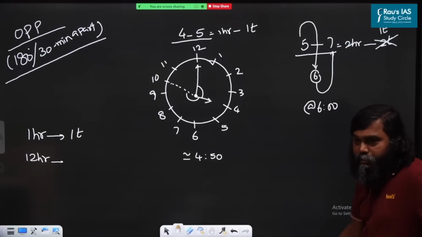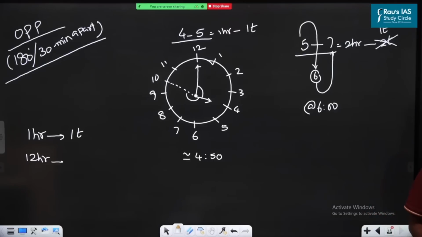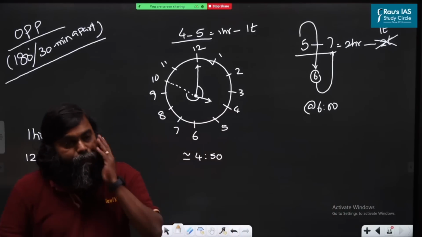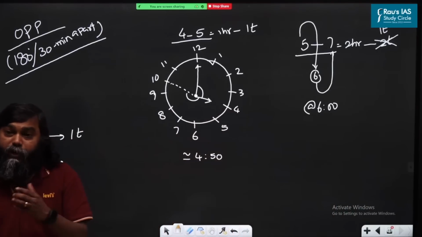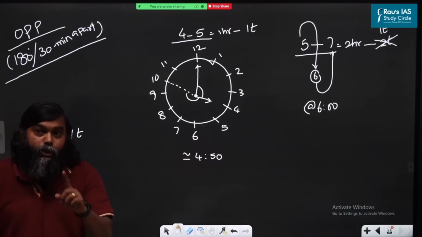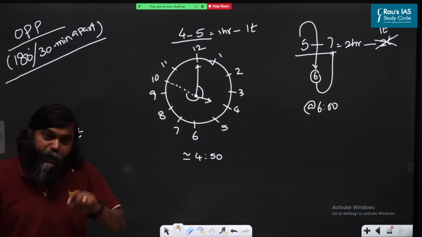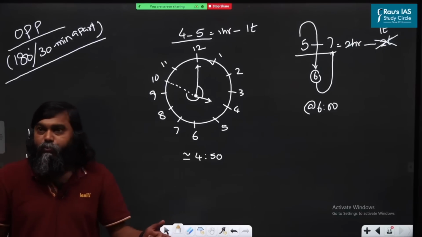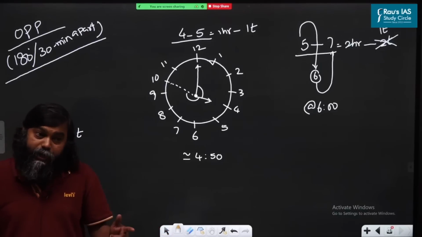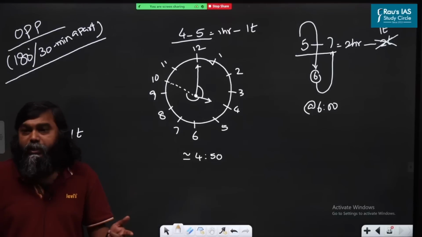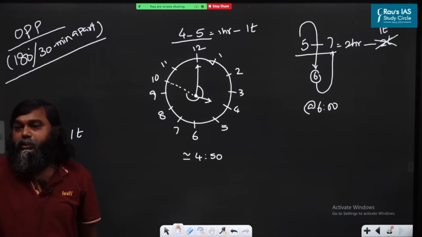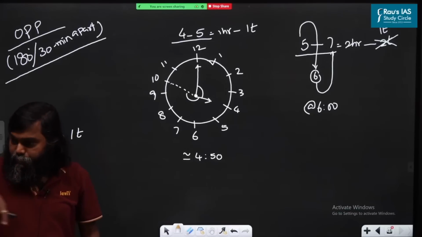Between 5 and 6, how many times opposite? 0 time. From 5 to 6, how many time? 1 time. Between 6 and 7, how many time? 0 time. From 6 to 7, how many time? So 5 to 7, how many time? Are you understood or not understand? All are understood. Yes, please.